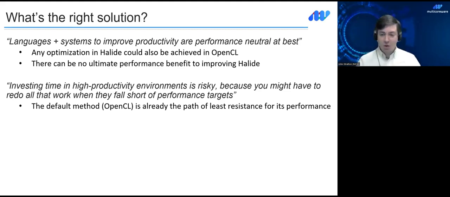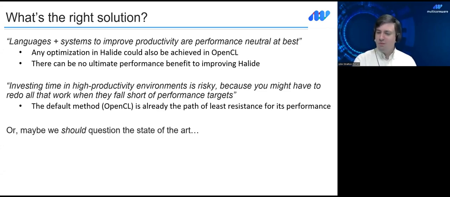You could also say, oh, and remember, because Halide is meant to be a higher productivity programming language or environment, it's always going to be risky because you might have to redo all of that work when you fall short of performance targets. And again, this goes with the assumption that the default method, OpenCL, is already the path of least resistance for the performance that you're going to reach. This is one perspective that you could come in with, and I think a lot of people do come in with. We would challenge that idea, though.